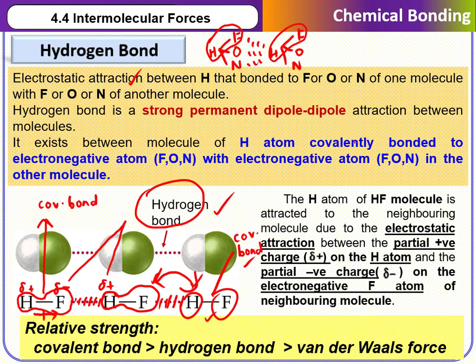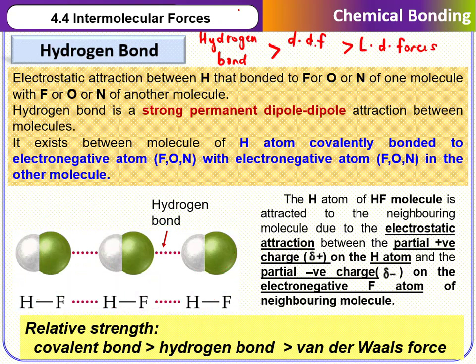So hydrogen bond is the strong permanent dipole-dipole attraction. If we compare hydrogen bond, dipole-dipole forces and London dispersion forces, the strongest is hydrogen bond. So for the types of intermolecular forces, the strongest one is hydrogen bond, followed by dipole-dipole forces, and the weakest intermolecular forces that exist between the molecules is London dispersion forces.